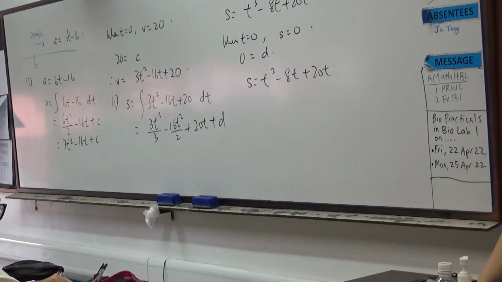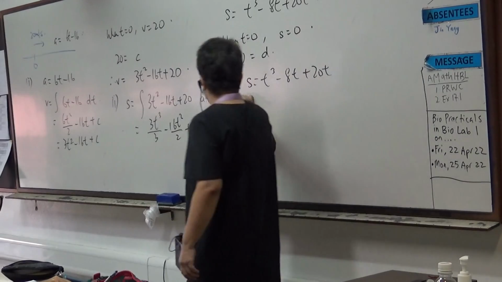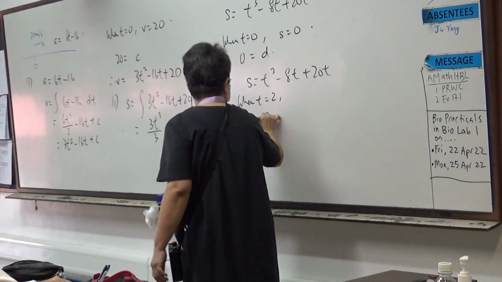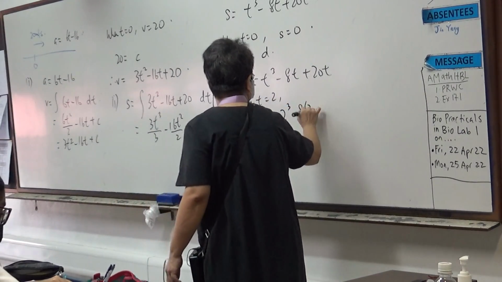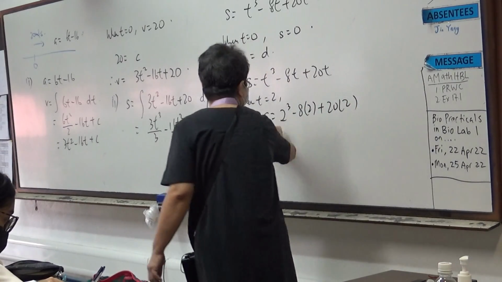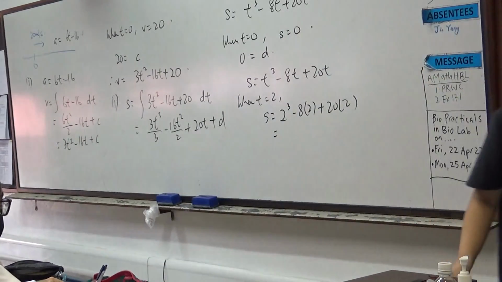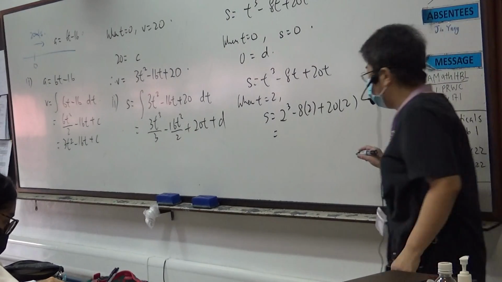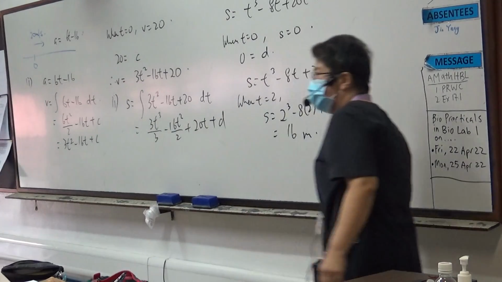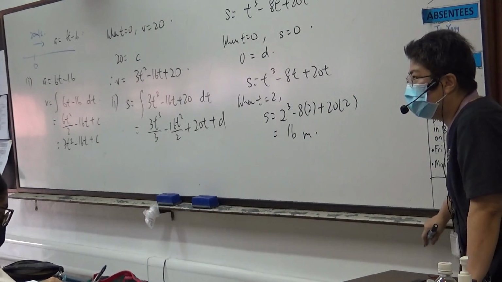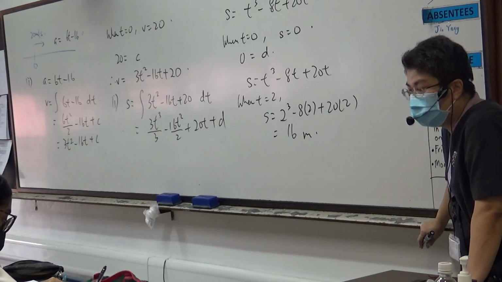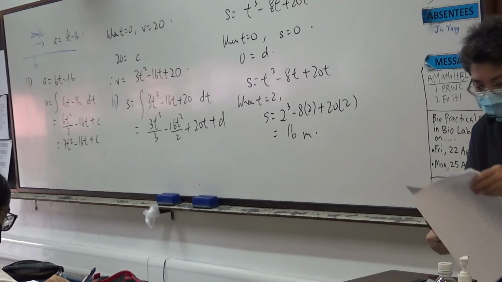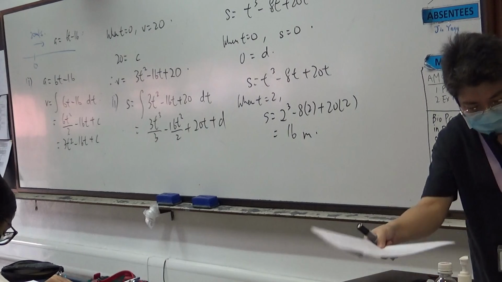Now, is this the answer to part 2? Find the displacement of the particle when t is 2. So, when t is 2, what's the answer? Do we get 16? So this is 16 meters. Are we clear? Can or cannot? Can. Now, next part, part 3.